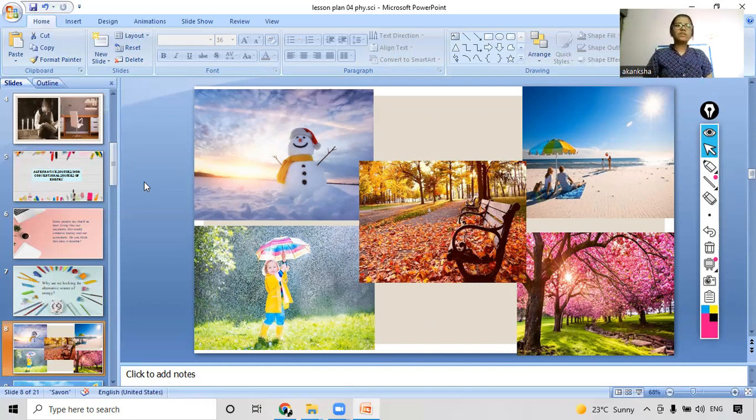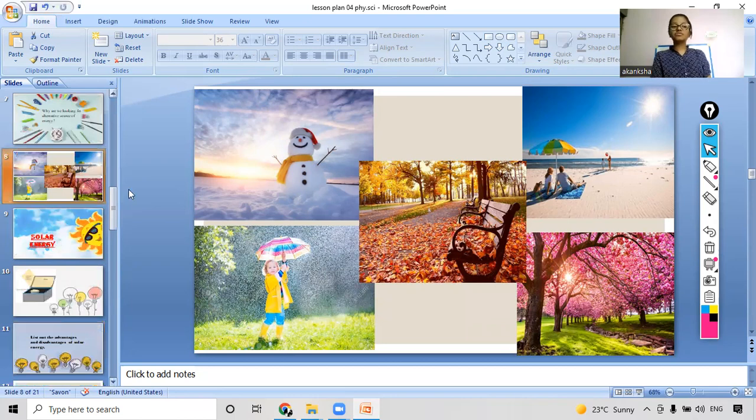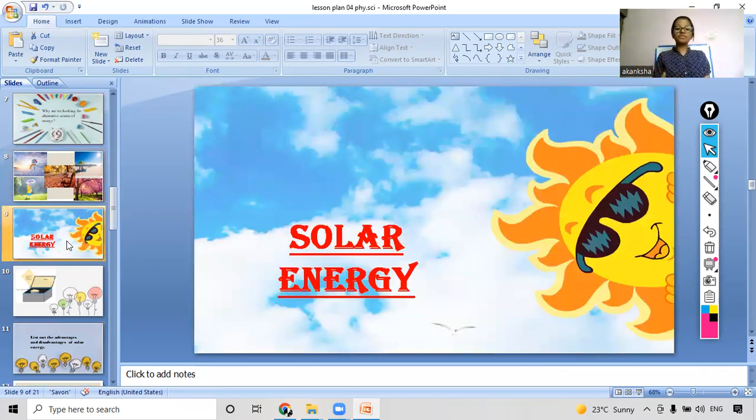Now, which season in India lasts the most? Like, the time period of which season is the most? Yes, very good. It's summer, right? So how could we use anything in the summer as a source of energy? Think of it. It is so hot. Why is it hot in summers? Yes, we can use solar energy, the energy we get from the sun. Very good. So now we are going to study solar energy and its benefits.